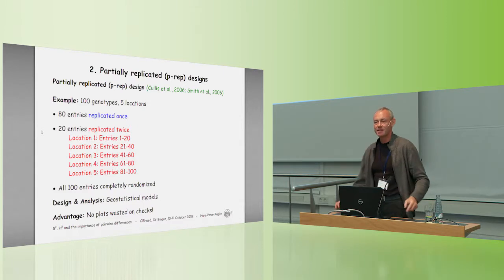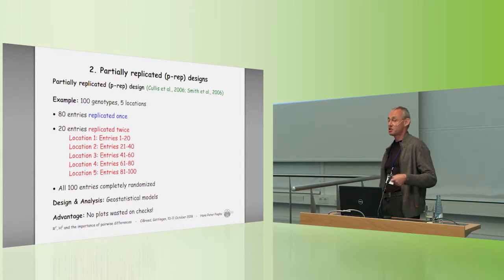Here's the second idea, p-rep designs, that's been around for more than 10 years now. The idea is to, instead of have replications for checks that you may not be primarily interested in, try and replicate some of the entries. Not all of them, but a proportion. So it's partial replication. Some of the entries get replicated.